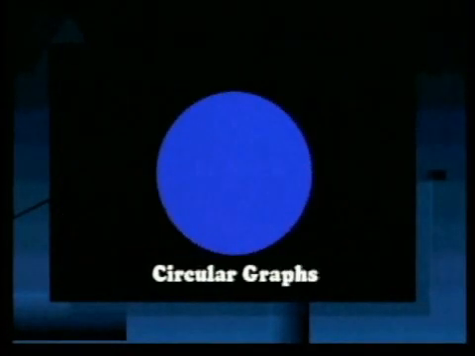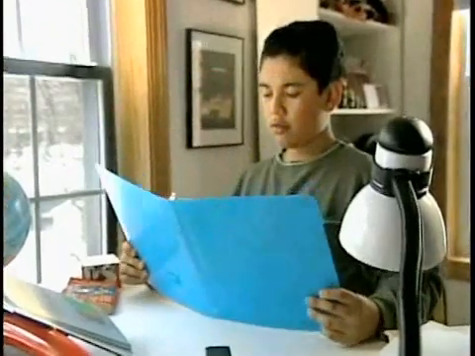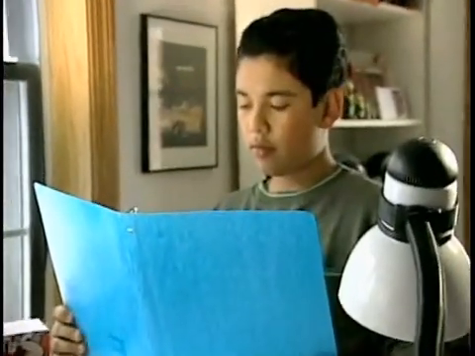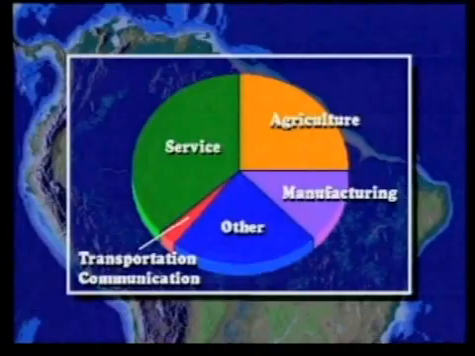So far in our discussion of graphs, we've covered the bar and line varieties. Now we're going to turn our attention to circular graphs, sometimes called pie charts, because they're divided into wedges, much like a pie. The wedges show how the total amount is divided up. Let's say that you're studying Brazil, and you need to find out how most of the people in that South American country earn their living. A circular chart can quickly tell you.